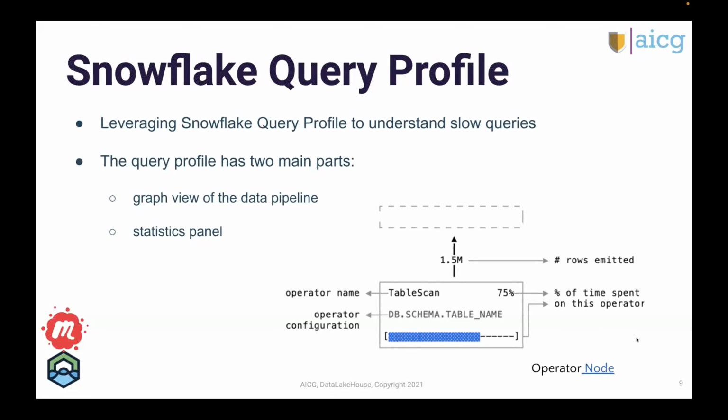And if you look at this diagram right here, you have a block which gives you the name of the operator. We'll talk about the operator names in the next slide. What's the configuration? That means what's the source, what's the name of the database, the schema and the table, and so on. In terms of percentage, it basically tells you the amount of utilization, or the time spent, or the effort that's spent for this query to run on this particular node.